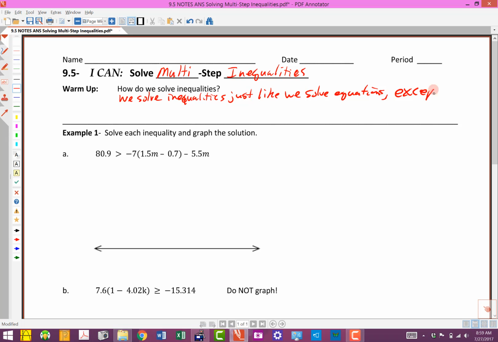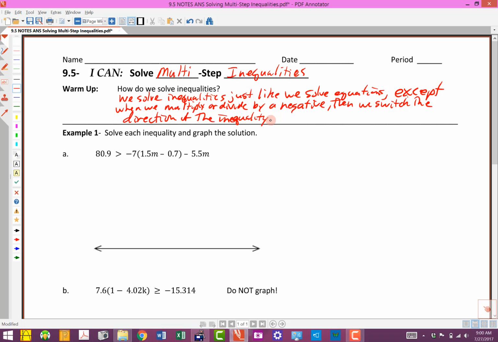Except, there's this exception to it, except when we multiply or divide by a negative. It's only when we multiply or divide by a negative, then we do something different. Then we switch the direction of the inequality. Okay, so you've got to have that in mind as we're going through and solving these.